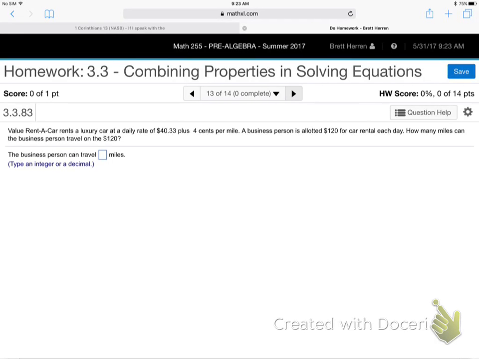Okay. Rents a luxury car at a daily rate of $40.33 plus 4 cents per mile. Give it a try. Yeah, be careful with them decimals. Remember, we've had a big lesson about 0.99 cents and everything. Decimals matter, don't they?